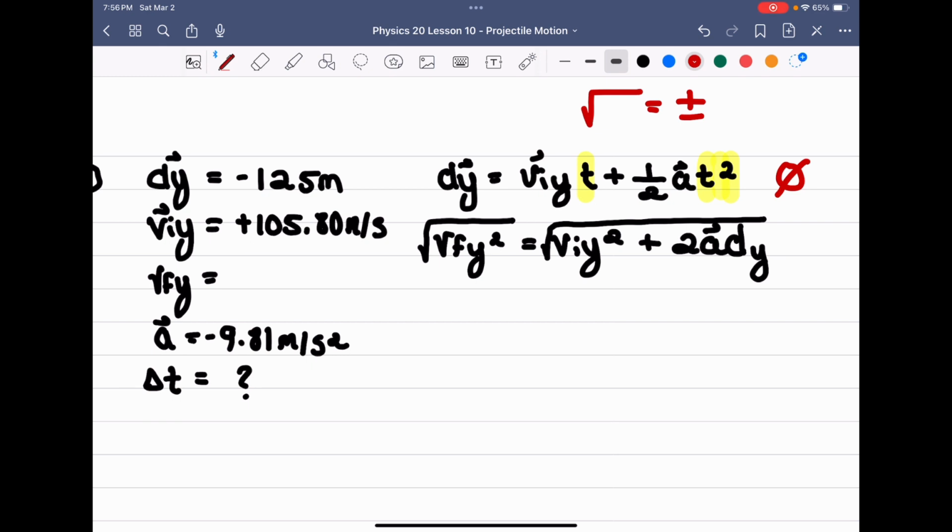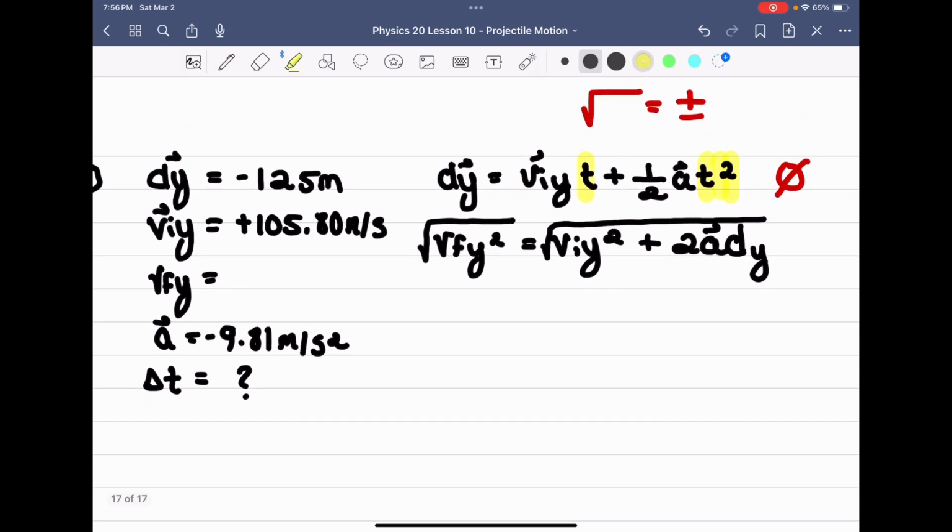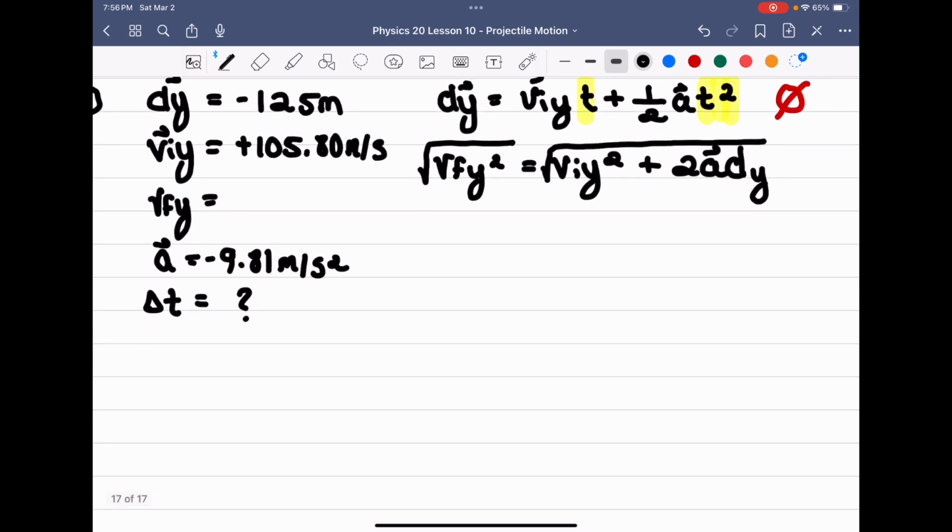And because this end value is heading in the downwards direction and it's right before it hits the ground, let's make that VFy a negative value. So what I'm going to do is, you could even put that above and highlight the negative, I should say, to indicate that this answer should be negative. When I do this, I'm going to get VFy is equal to the square root of, and we're going to put in all the values we have here.